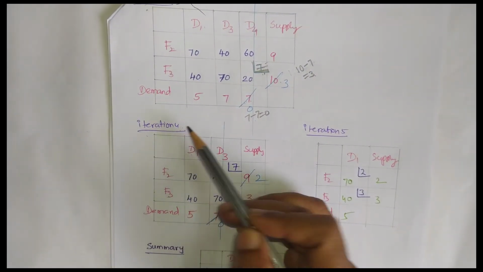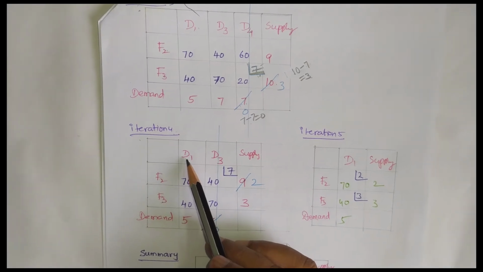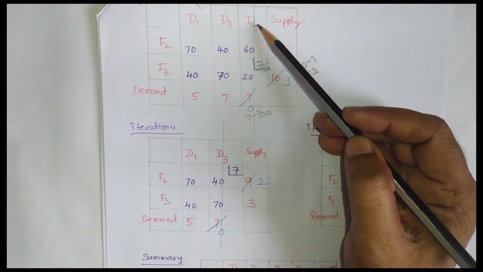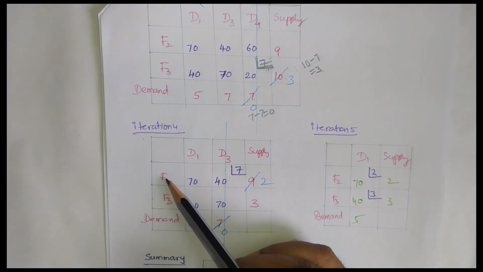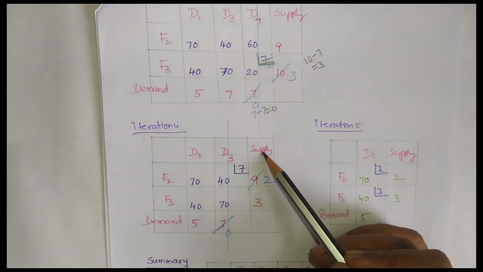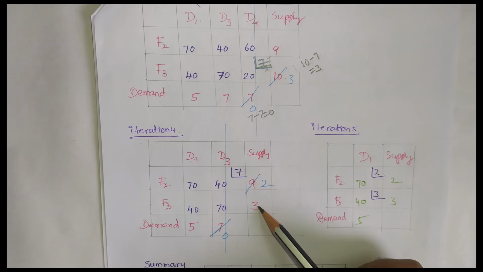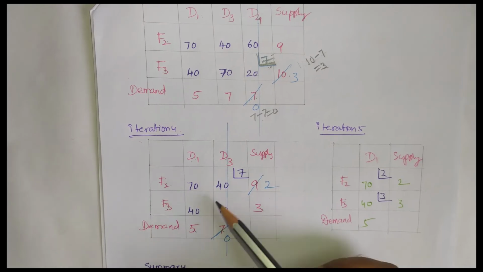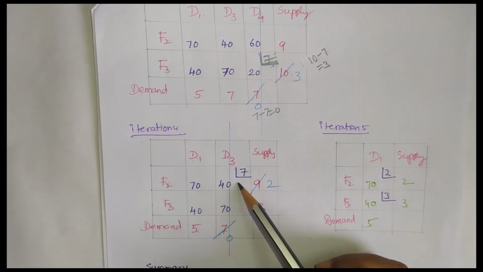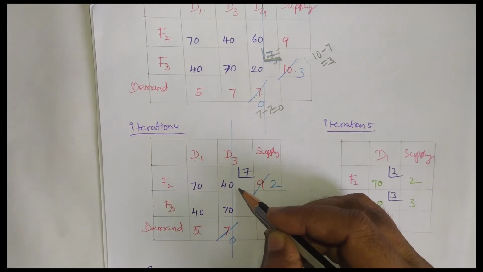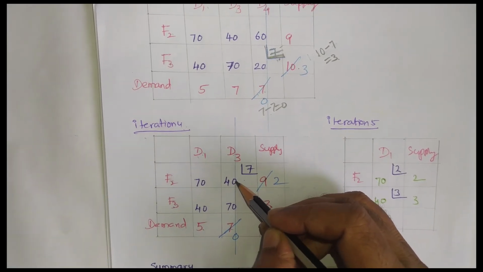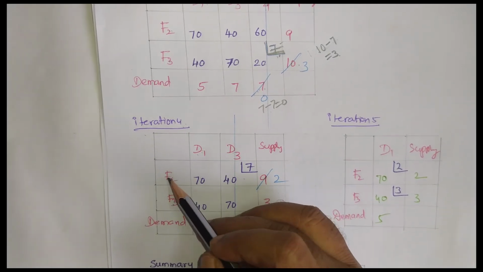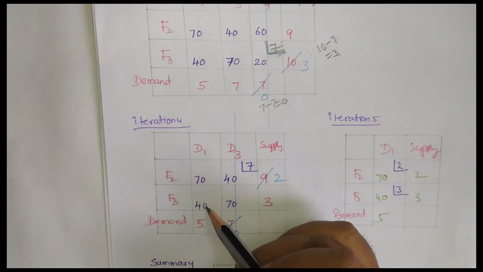In iteration 4, we have only 2 destinations, D1 and D3, because D4 is deleted in the previous iteration, and 2 companies, F2 and F3. Here supply is 9 units and 3 units. Demand is 5 and 7. So among these cells, 40 is the least cost. This 40 value occurs in two cells, the F2 D3 cell and the F3 D1 cell.